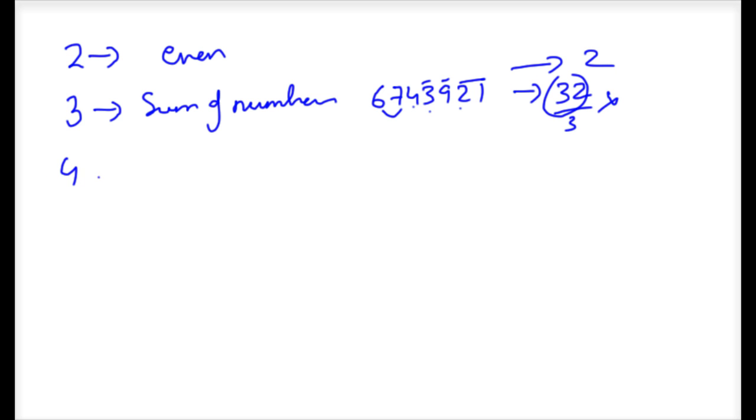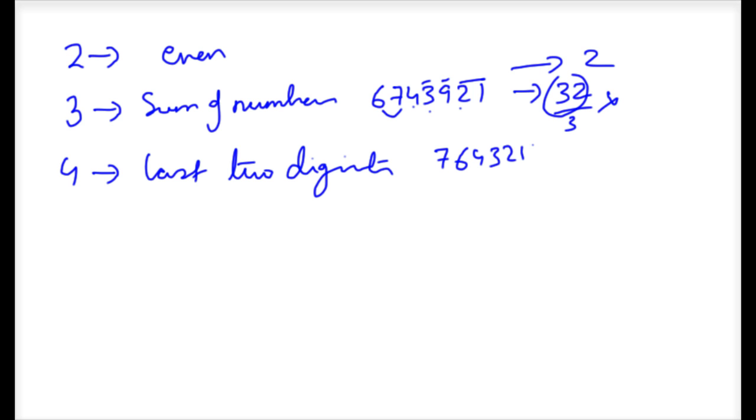Then the test of divisibility for 4 is that the last 2 digits should be divisible by 4. Suppose I have 7, 6, 4, 3, 2, 1, 7, 4, 8, 8. Now if you look at 88, this is divisible by 8. Divisible by 4.